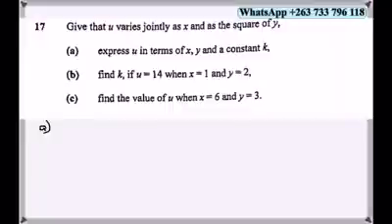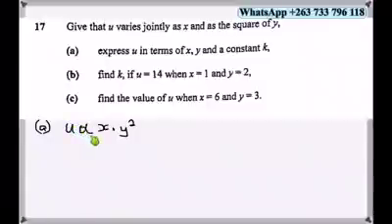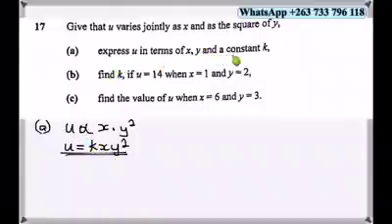Then on number 17, given that u varies jointly as x and the square of y, express u in terms of x, y, and a constant k. So joint variation means we are multiplying. So here we are multiplying x and the square of y. So u varies jointly as x and the square of y. Then we put an equal sign and a constant to remove the variation sign here. So we have expressed u in terms of x, y, and the constant k.